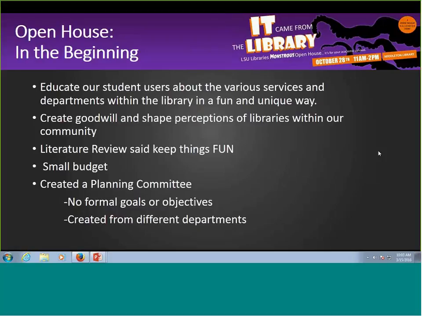So initially we had a very small budget. We began with only an $800 budget, which is pretty small compared to the size of our campus, but really we only spent $450. So this is definitely something that can be done even in smaller libraries.